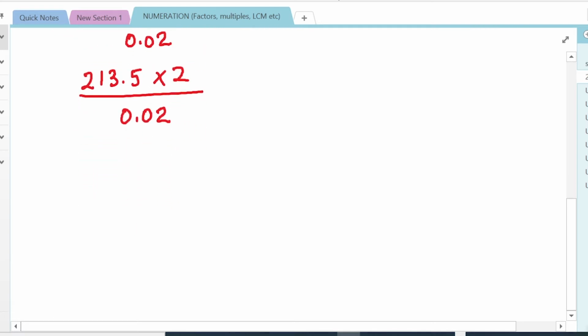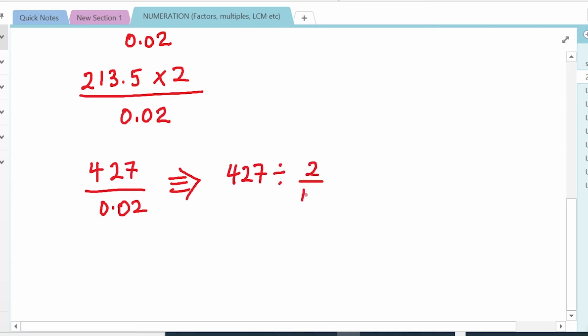Yep, let's go slowly. What's 21.35 times 2? You end up with 427. Divide that by 0.02. This is definitely going to be equal to 427 divided by 2 over 100. This is 427 times 100 divided by 2, which is 42700 over 2.